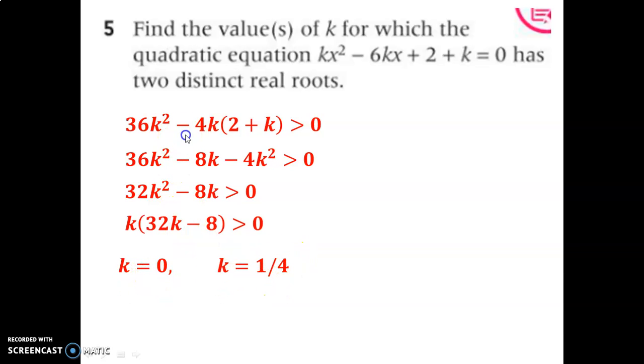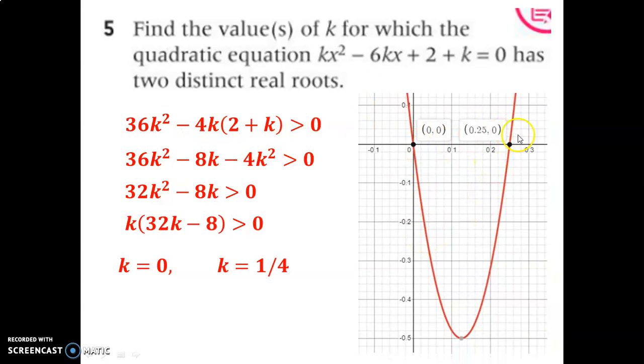Now this parabola again is concave up. There are our solutions, and we want to know when it's greater than 0, so there is our solution set right there. It's greater here and here.